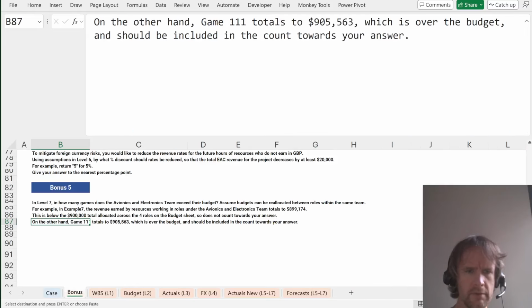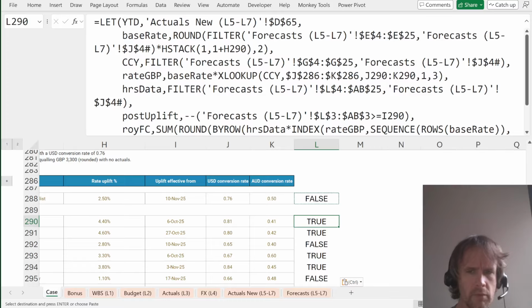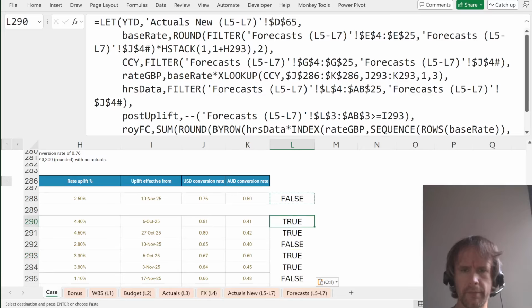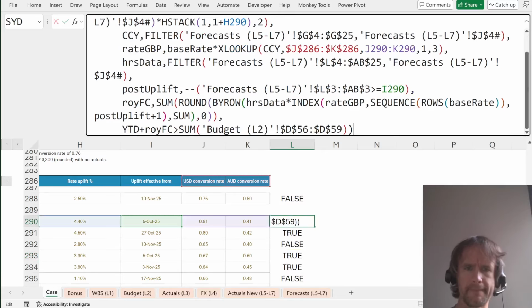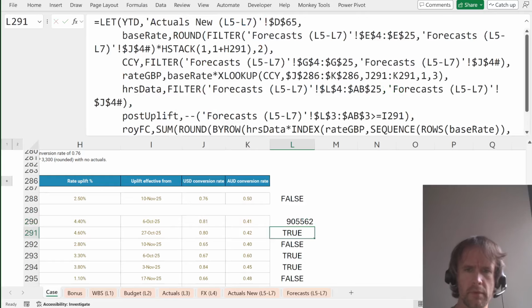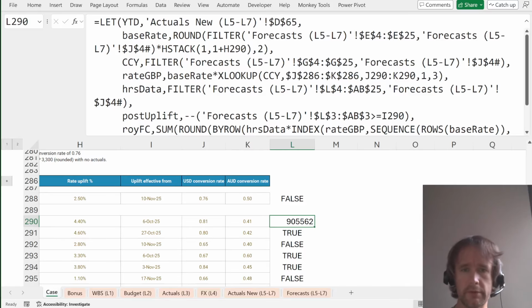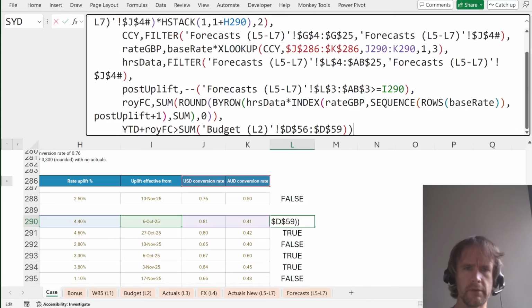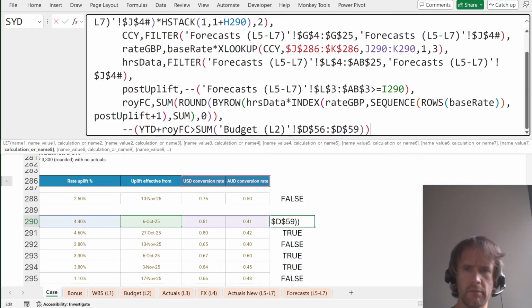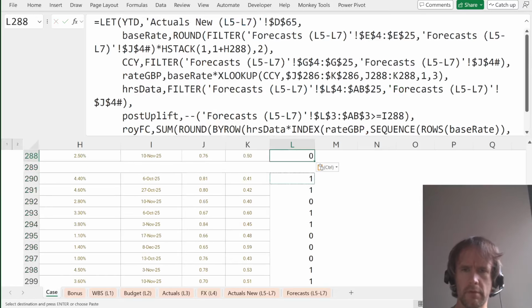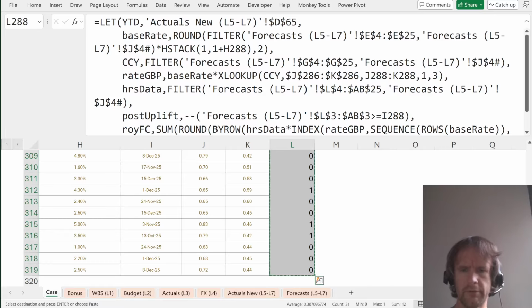Okay, so the example game 111. Okay, is here. Comes to 905, 562, 563. Let's call that close enough. All right, so then minus minus on the end of that. Okay, so the answer is 12.